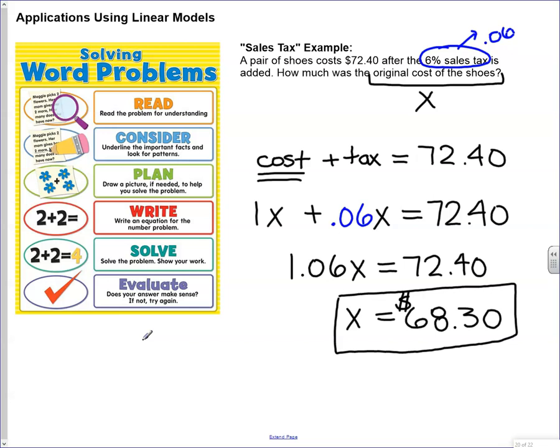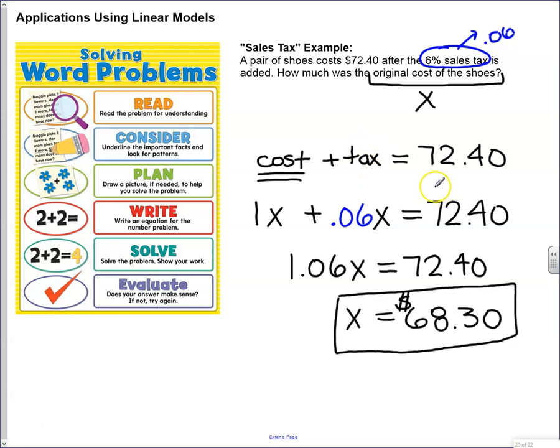So it says a pair of shoes cost $72.40 after the 6% sales tax is added. How much was the original cost of the shoes? This also could have said something like a pair of shoes cost $72 after you had a certain discount added or whatever. So you're going to do the same process, just set it up based on what numbers you have.